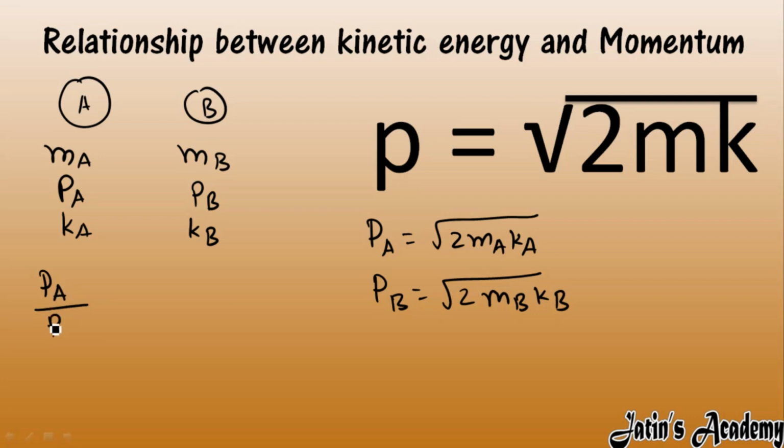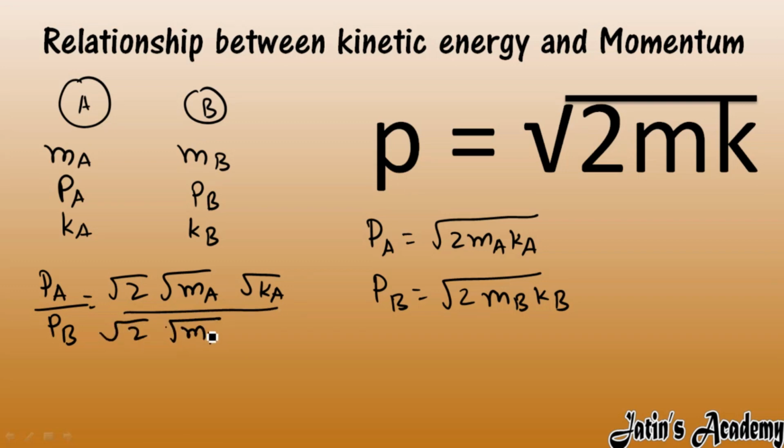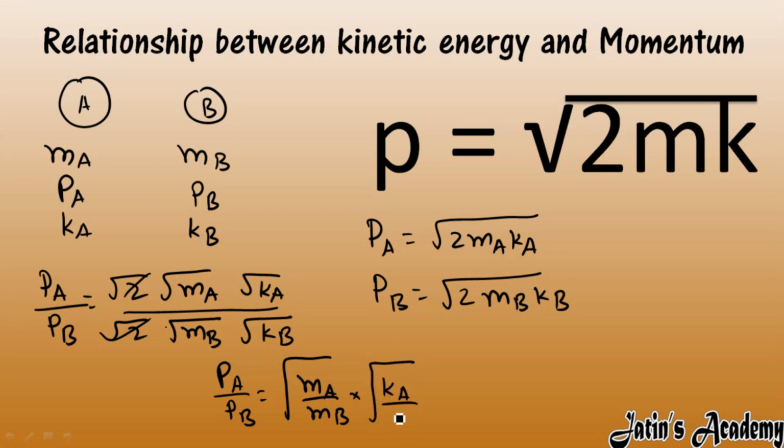So pa over pb, separating the roots, is under root 2 under root ma under root ka over under root 2 under root mb under root kb. So from here we get pa over pb is equal to under root ma over mb into under root ka over kb. Clear? This expression is very important from the numerical point of view, in which they can give you two bodies and you have to compare their momentum, their mass, their kinetic energy, and if one thing is constant you can also cancel it out.